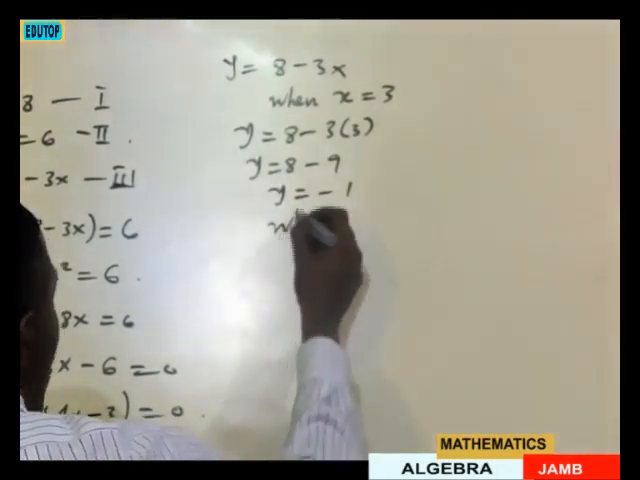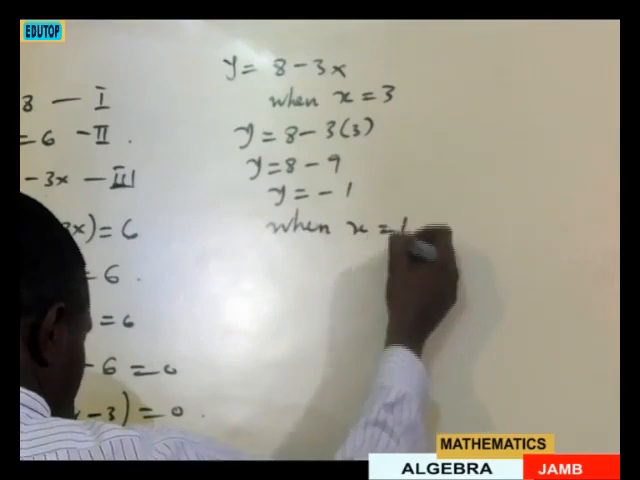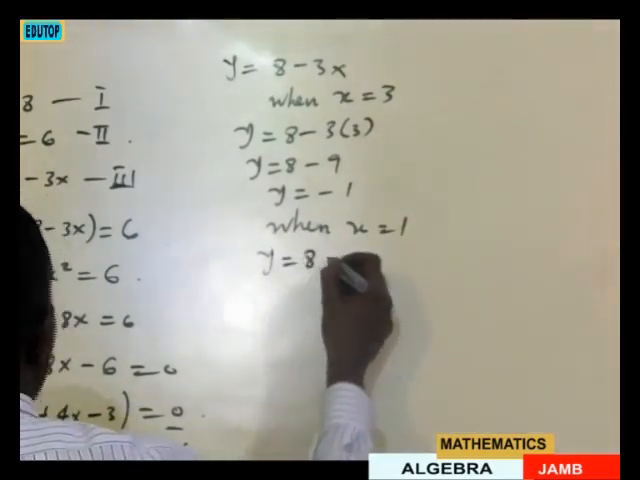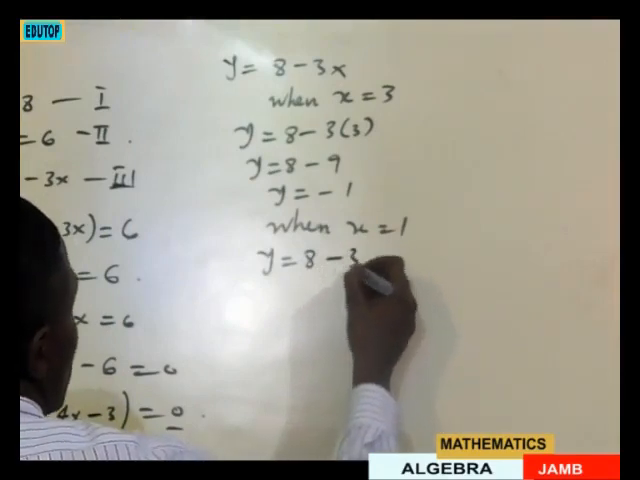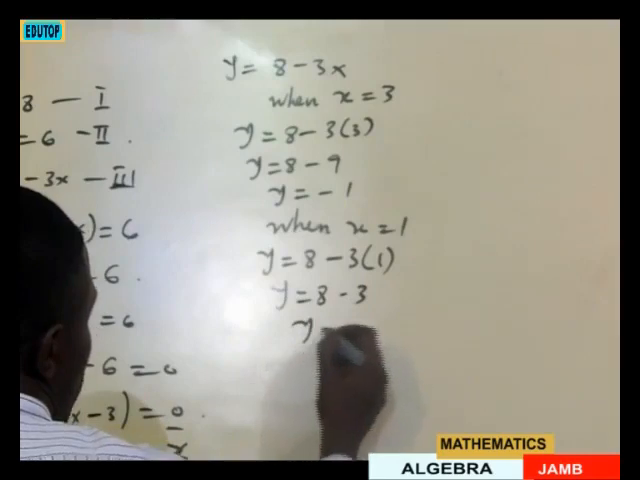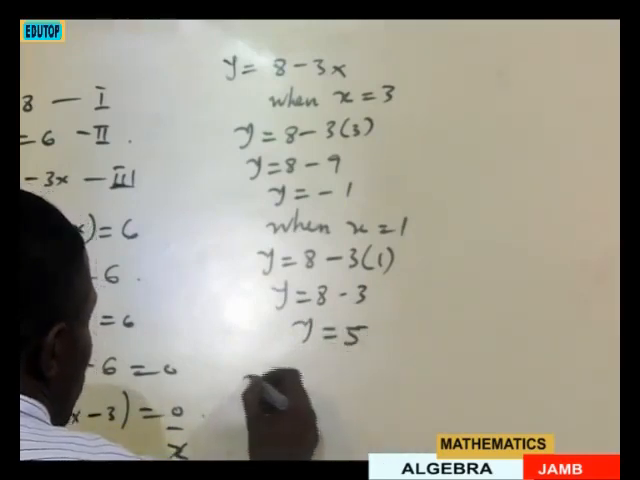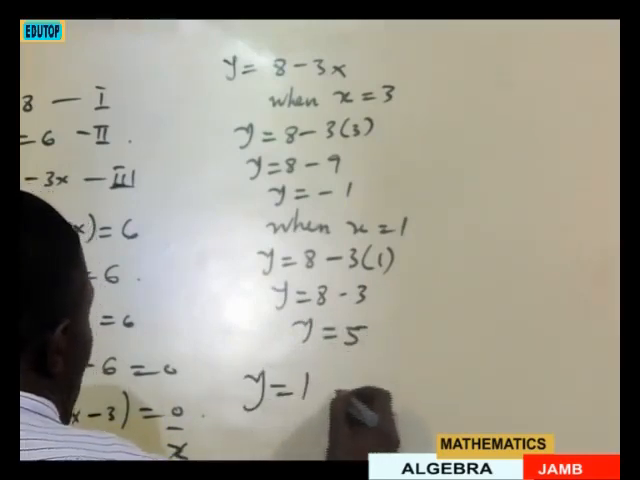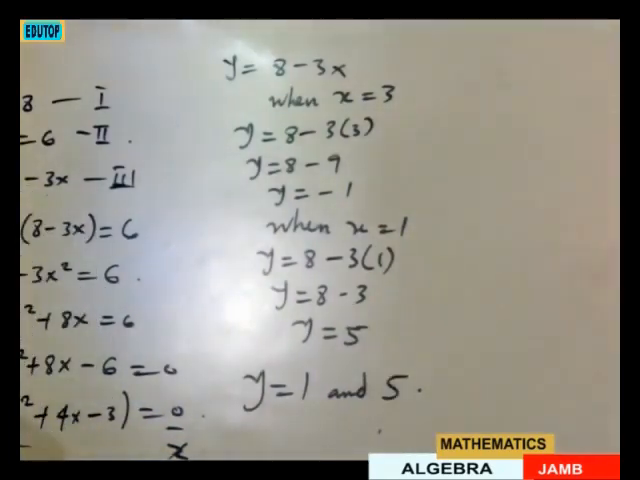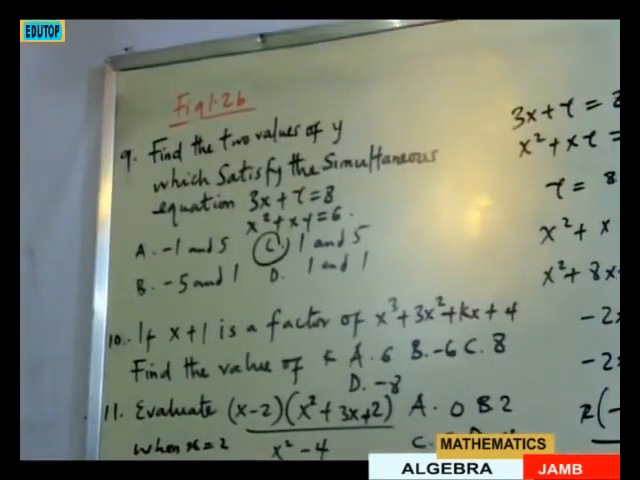Minus 1. Then when x equals 1, I will have y equals 8 minus 3 into 1. So my y will be equal to 8 minus 3, and y equals 5. That means the two values of my y will be minus 1 and 5. So I go to my options and see the one that correlates with that. So that's minus 1 and 5, that's option C. So my answer there is C.